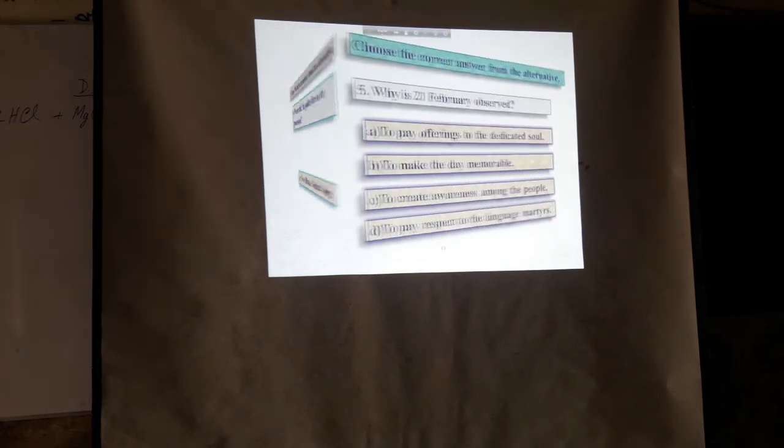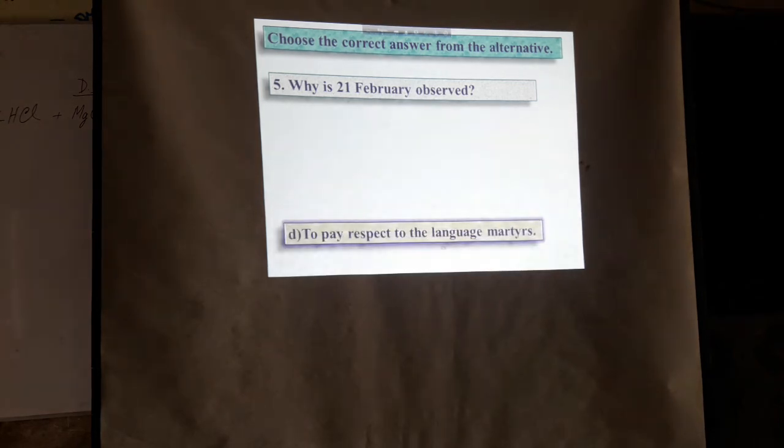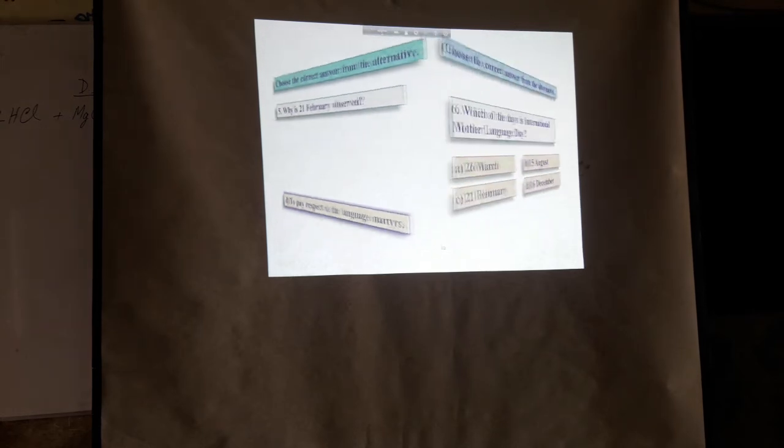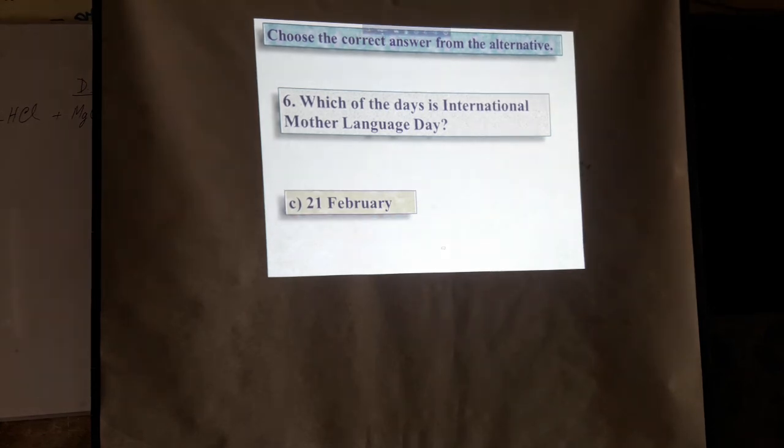Okay, another one. Why is 21st February observed? To pay offerings to the dedicated souls, to make the day memorable, to create awareness among the people, or to pay respect to the language martyrs. Of course, to pay respect to the language martyrs. Which of the days is International Mother Language Day? 21st February, 20 March, 6 March, 15 August, or 16 December. Think. Of course, 21st February. Good.